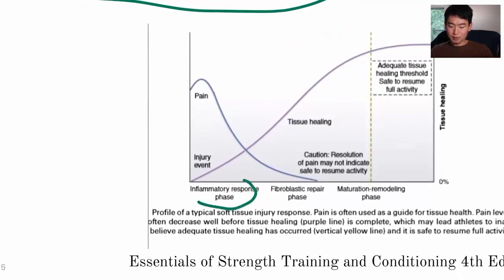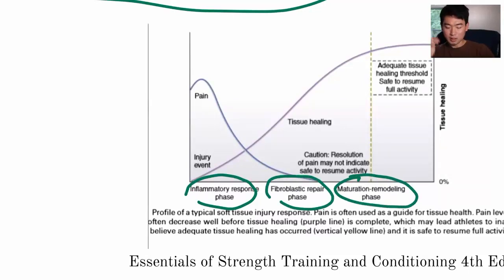You still see that inflammatory response phase in the beginning, fibroblastic repair phase, and then maturation remodeling phase at the end. Pain's going to be very acute, and you're going to feel a lot of pain in the beginning. And as we get into that healing fibroblastic repair phase, where type 3 collagens get deposited, the pain's slowly going to go down, right? And then tissue healing, of course, is going to be opposite of that. It's going to take some time for the tissue to heal.